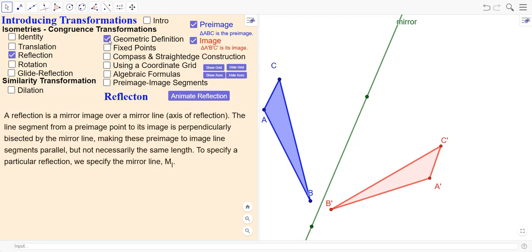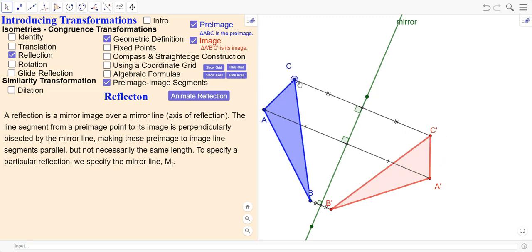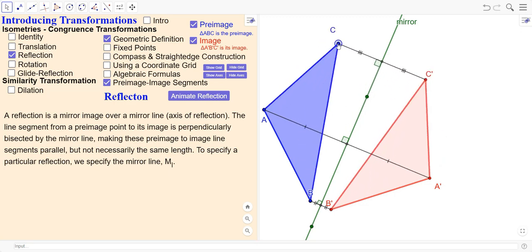Well, a reflection is a mirror image over the mirror line. That mirror line is called the axis of reflection, or just the mirror line. And we do this in such a way that if we connect up a pre-image point to an image point, that line segment, in this case A to A prime or C to C prime or B to B prime, is perpendicularly bisected by this mirror line.